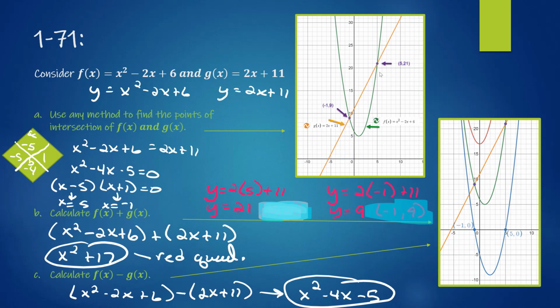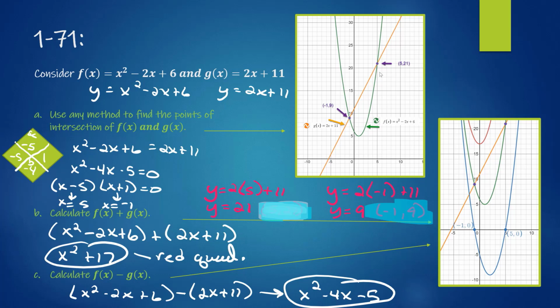Okay, first off, this particular slide is busy, so we're just going to talk about it one at a time. It says use any method. On part A here, it says use any method to find the points of intersection of f of x and g of x. If you look over here, I have graphed both equations. In the green, you have the parabola, and the orange is your linear equation. And then that way it gives me the points of intersection, which I have written here in purple. But I want to solve those and show them to you algebraically.